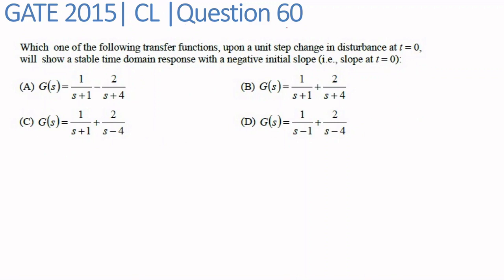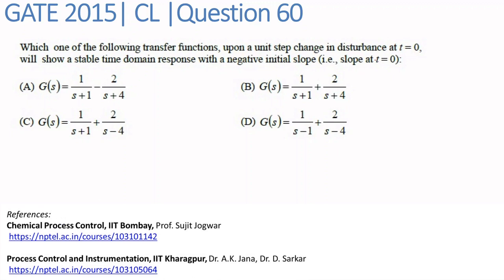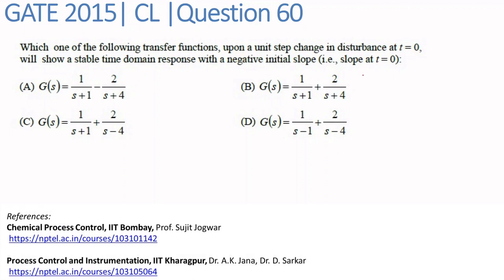We are solving question number 60 of GATE 2015 Chemical Engineering paper. This question is related to process control and instrumentation. Which one of the following transfer functions upon a unit step change in disturbance at t equal to 0 will show a stable time domain response with a negative initial slope, that is slope at time t equal to 0.